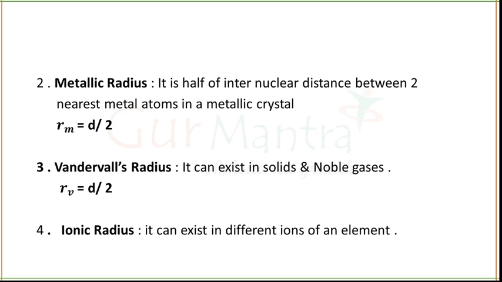Next radius is of type metallic radius. Metallic radius is found in the metal atoms, and this is also half of the internuclear distance between two nearest metal atoms. Number third is van der Waals radius, and van der Waals radius can only exist in solids and noble gases. Next one is ionic radius. Ionic radius always exists in different ions of an element.